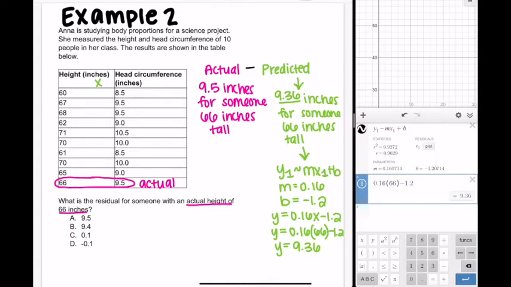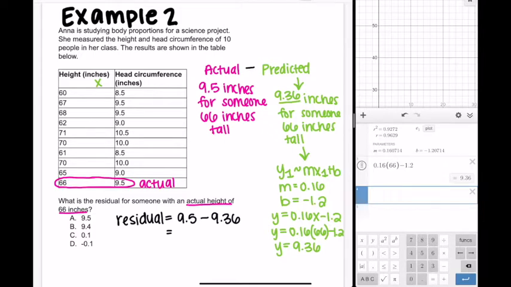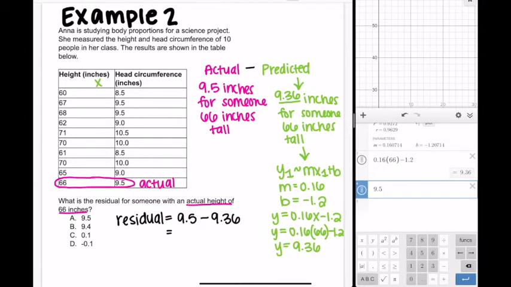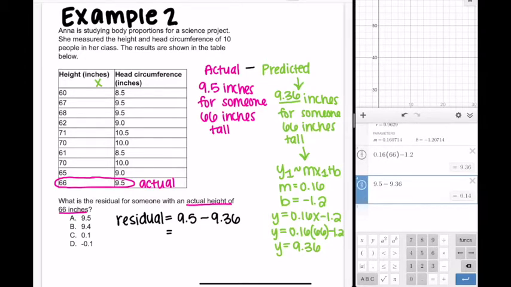Now we can find our residual. The actual was 9.5. The predicted was 9.36. And when we subtract those, we are going to end up rounding to the tenths place because there's only 1 decimal place in our answer choices. So that gives us 0.14, which would be about 0.1.